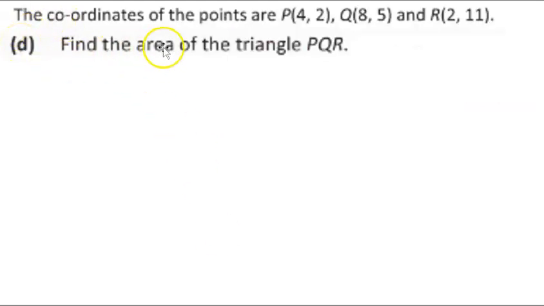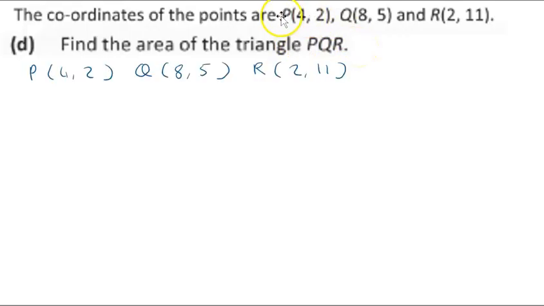D. Find the area of the triangle PQR. So our points are P, Q, and R. P is 4,2, Q is 8,5, and R is 2,11. In order to use the area of the triangle formula from the coordinate geometry page in our formula book, one of these points has to be 0,0. So I'm going to change this one into 0,0, but you can change whichever one you want.